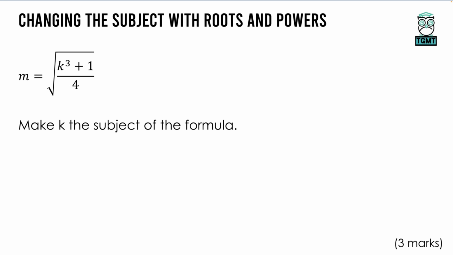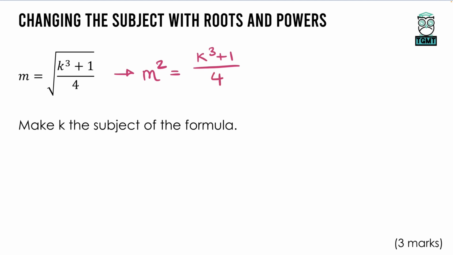So we've got some changing the subject here where we have roots and powers involved. It says here to make k the subject of the formula. Now, if everything is underneath a square root or a cube root, the first thing we need to do is to unlock what's underneath by getting rid of the root. The way to get rid of a square root is to square both sides. So the first step is relatively nice because if we square both sides, the left side would become m squared, and on the right side we're just getting rid of that square root. So we're just going to write what's underneath it, k cubed plus 1 all over 4.